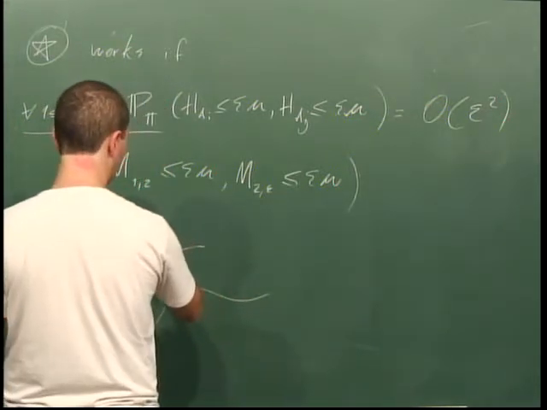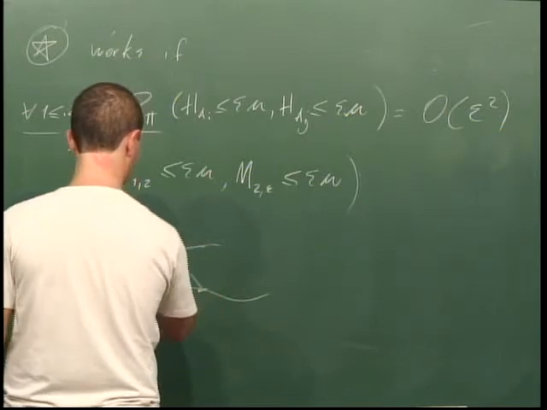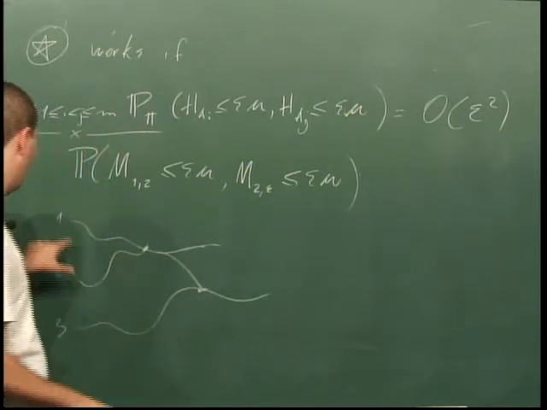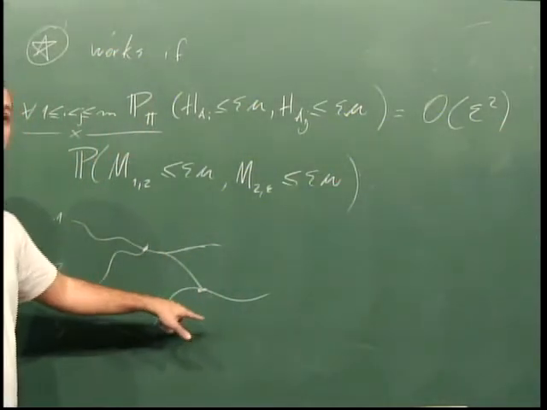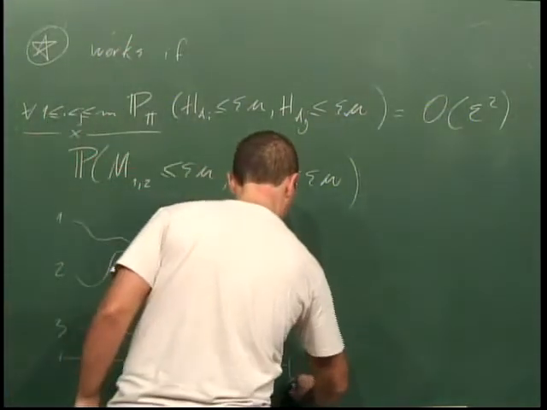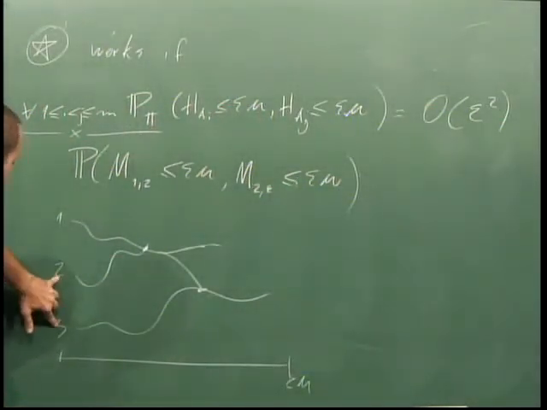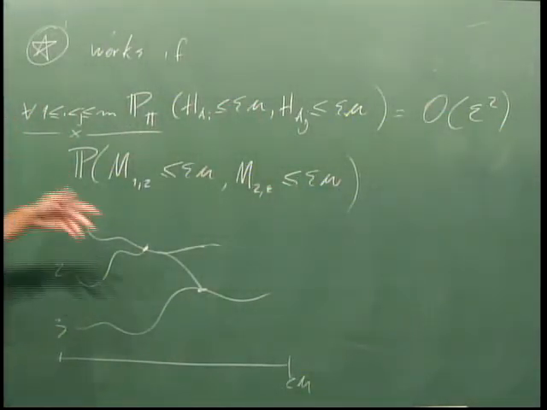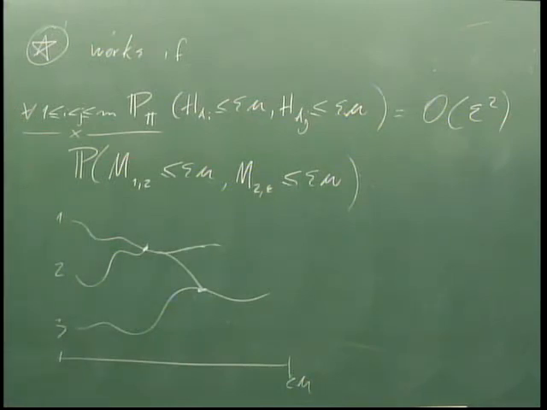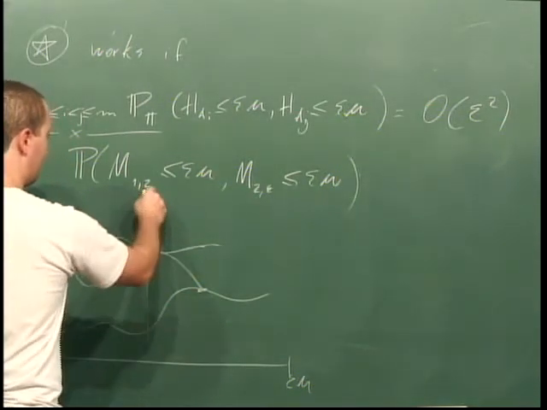And let's say that you're looking at an event where 1 and 2 first meet, and then 3 meets 2, right? In this time interval, which is like epsilon mu. So you could have another event where this meeting happens before this one, but this is half of the probability, right? So what happens here? Well, the point is, there's a probability of meeting here, and this probability is about epsilon.